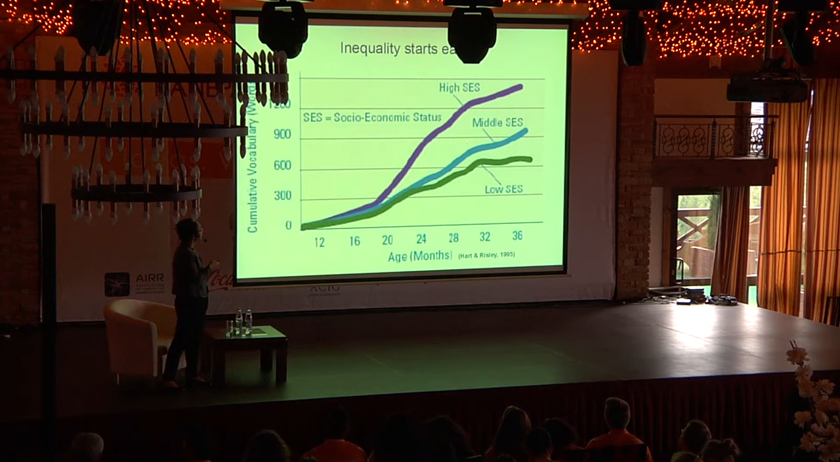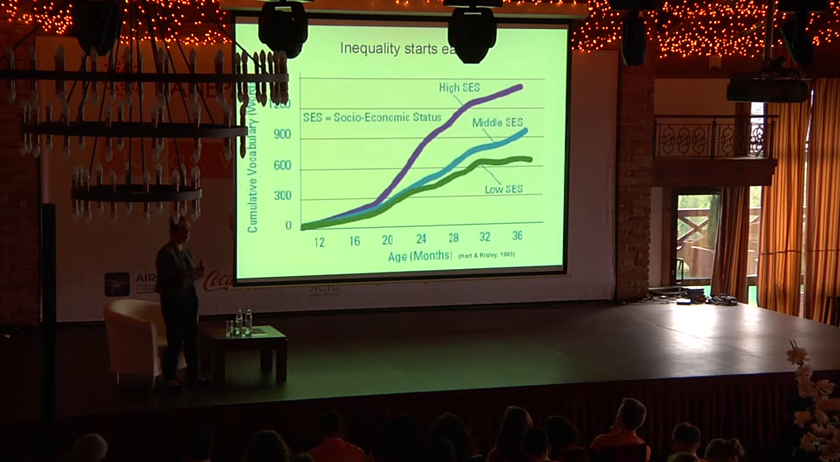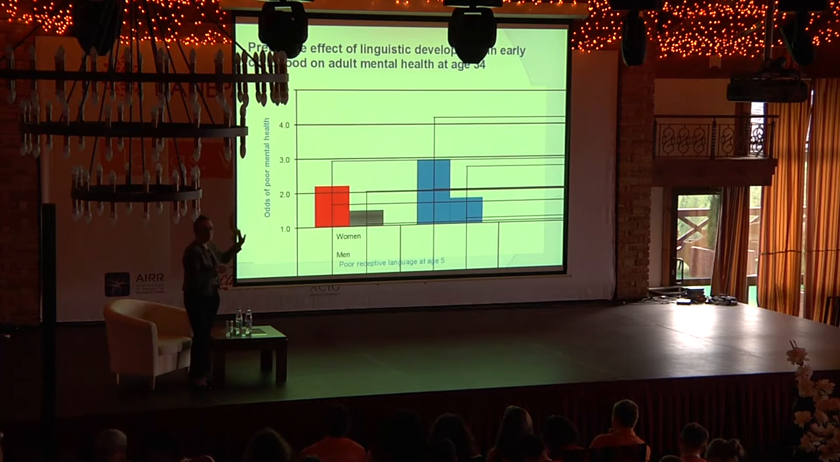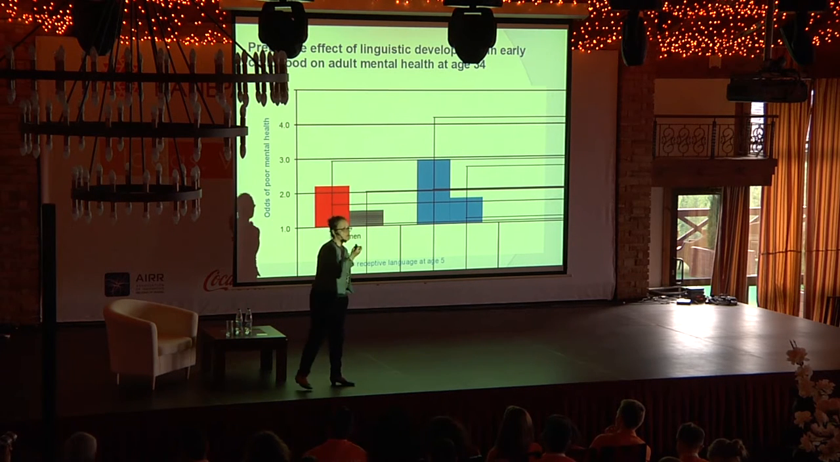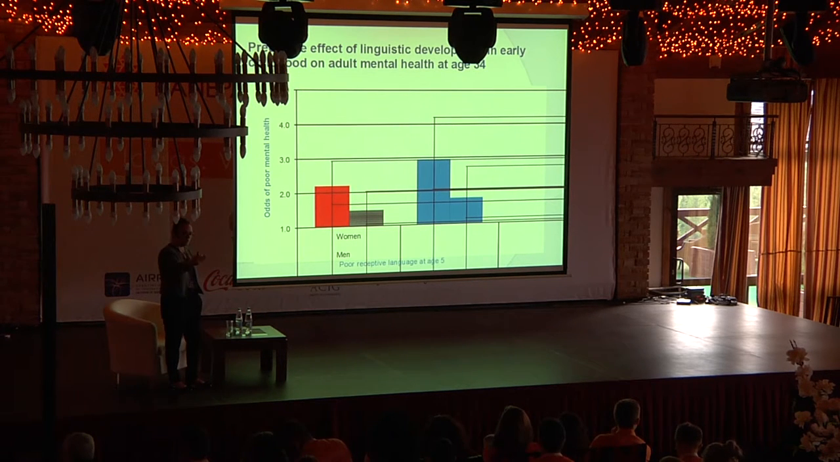So we see in this slide that people who have low socioeconomic position have less cumulative vocabulary than people who are at the higher socioeconomic levels. People who have lower socioeconomic position, their children know fewer words at the age of 36 months. And this can have an effect on their mental health. I'm sorry, the slide is disrupted again. But people who have fewer words when they are small have more psychological distress when they are children, and they are also expected to have more mental health problems in their adult life.